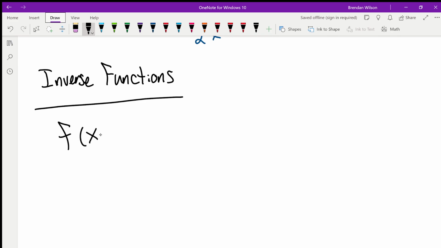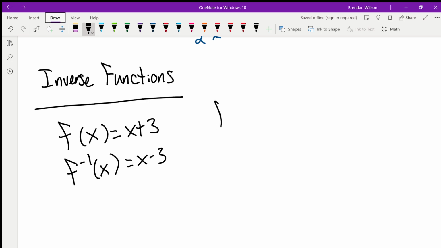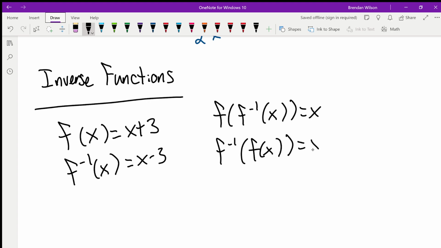If we have f of x equals x plus 3, the inverse function, f inverse of x, is the function which does the opposite thing, right? So in this case, it would be x minus 3. So in general, two functions are inverses of each other if f of f inverse of x equals x and f inverse of f of x equals x. Okay, so they're inverses in the sense of function composition.